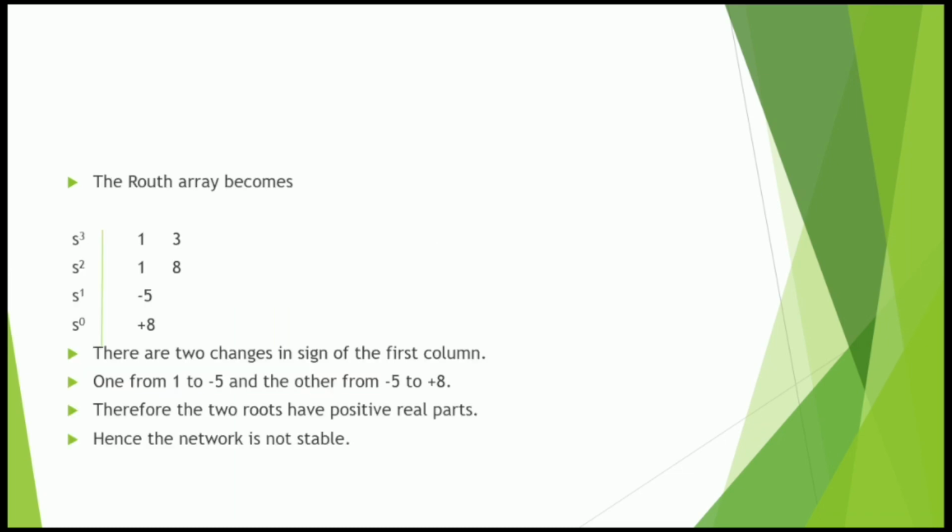Now we can complete the Routh array. Then it becomes 1, 3, 1, 8, minus 5, and 8. Here, there are two sign changes in the first column. One is from 1 to minus 5, that is positive to negative. Then the other is from minus 5 to plus 8, it is minus to plus. There are two sign changes in the first column. Therefore, two roots have positive real parts.